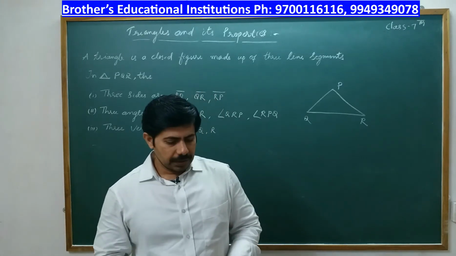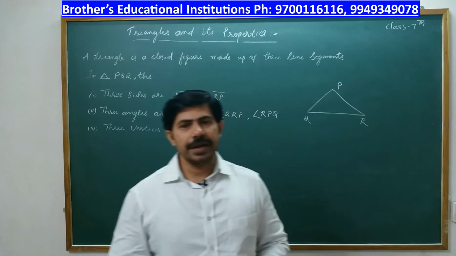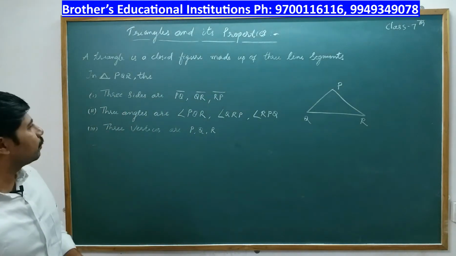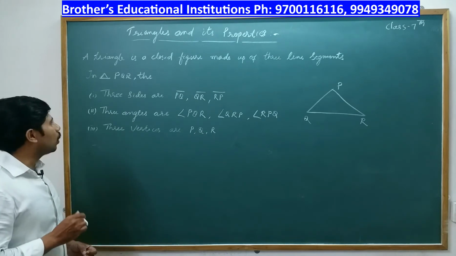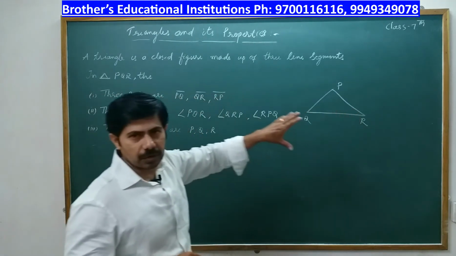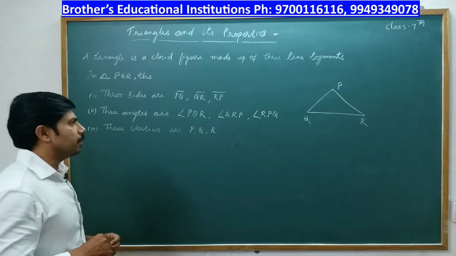Welcome back. The next chapter in today's class is triangles and its properties. Okay. So the first one is, first we see what is a triangle. So a triangle is a closed figure. PQR, all the three vertices are closed. A triangle is a closed figure made up of three line segments.